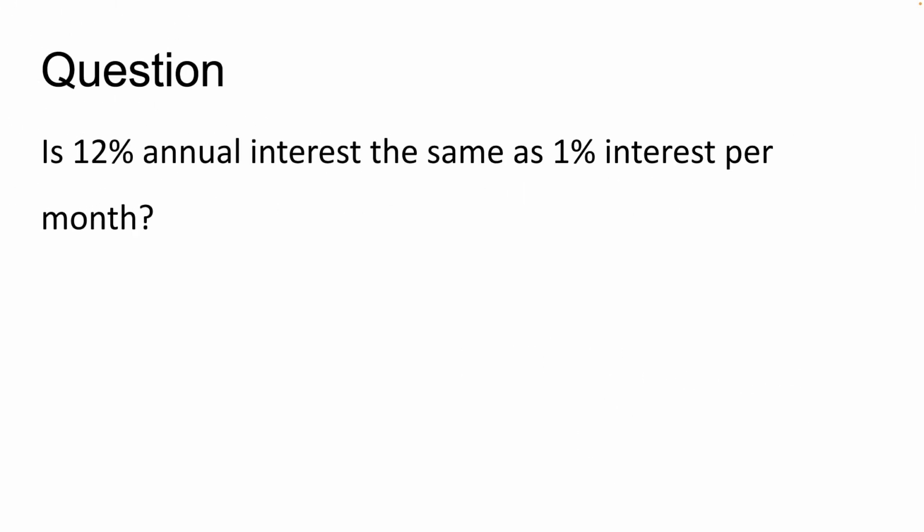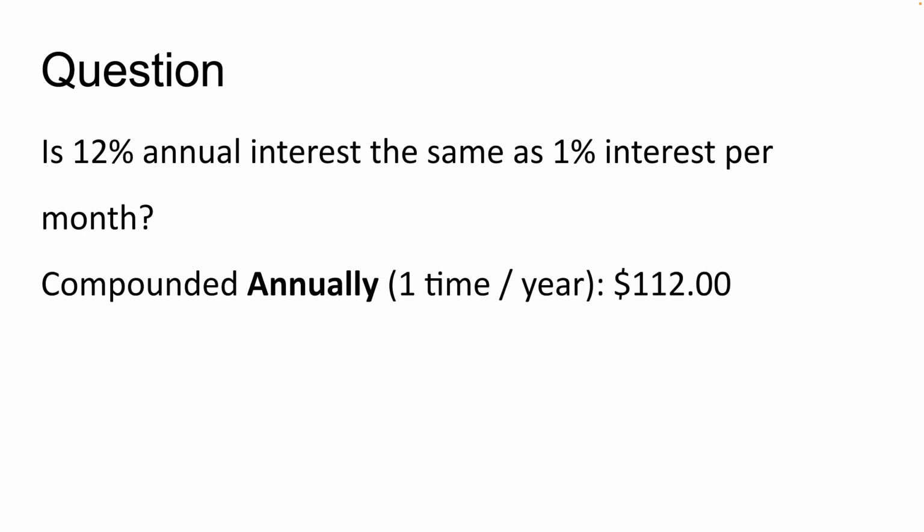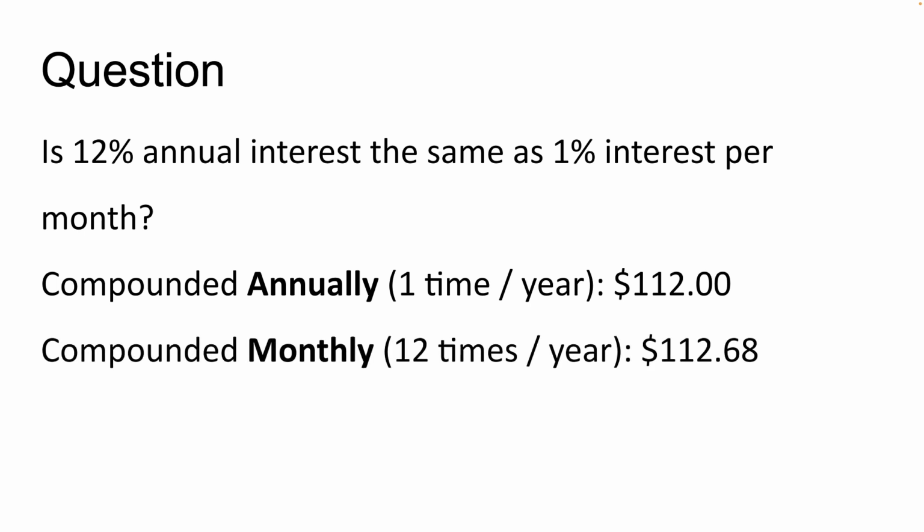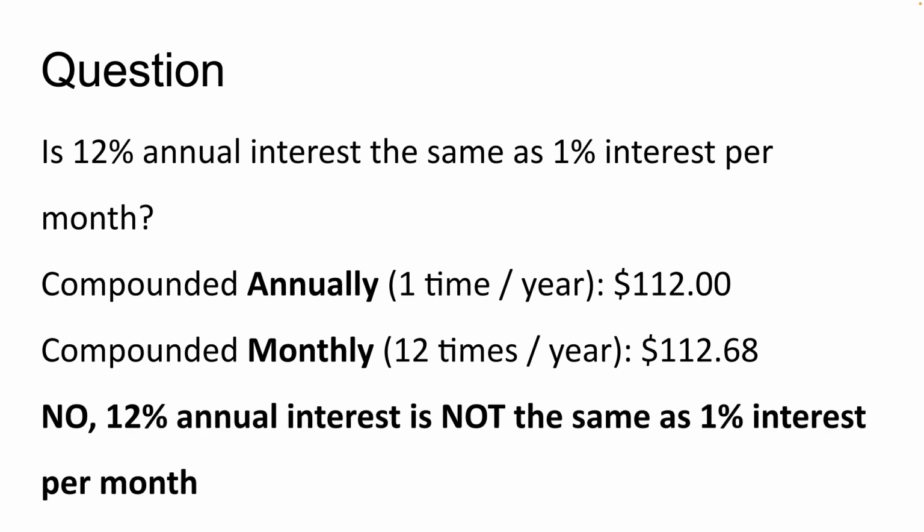Our question was, is 12% annual interest the same as 1% interest per month? Well, we found that when it's compounded annually, we had $112 at the end of the year. When it was compounded monthly, we had $112.68 per year. Although these are close, our answer is definitely no. 12% annual interest is not the same as 1% interest per month.